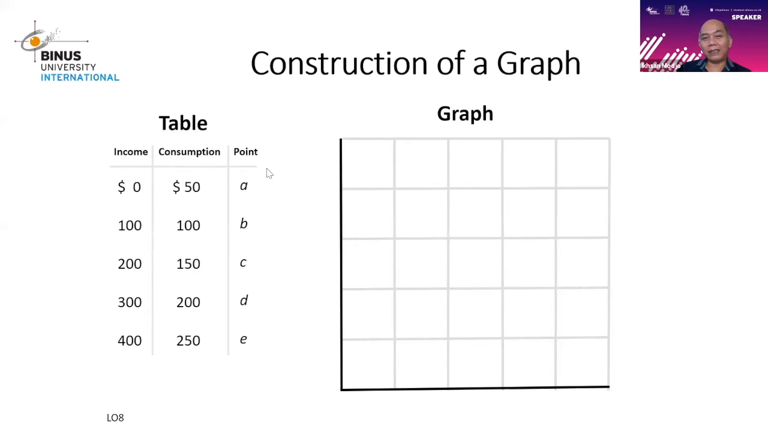Jadi you can put the income, for example, in the vertical axis. Ini kita bilang sumbu itu axis, ya. Jadi it's not the same like war, ya. Like the axis of evil, right? 2002. And this is the horizontal axis. So you can put the consumption in the horizontal axis.